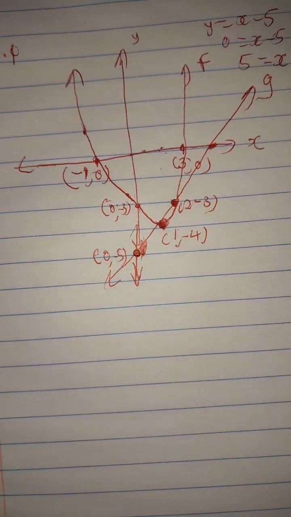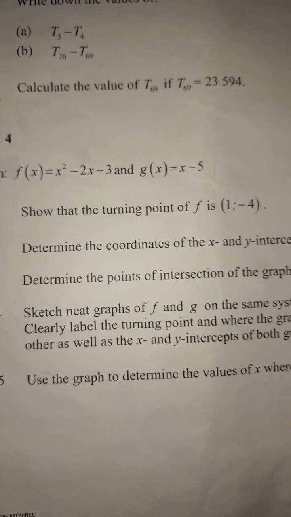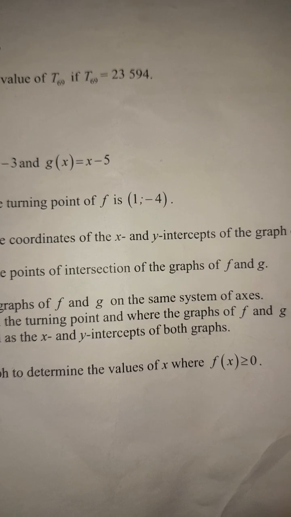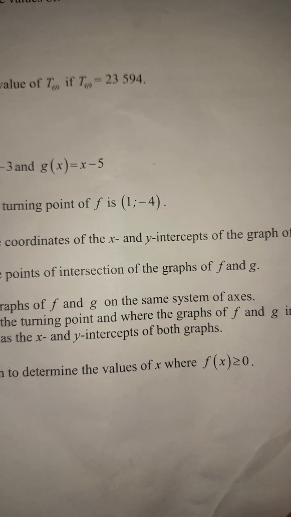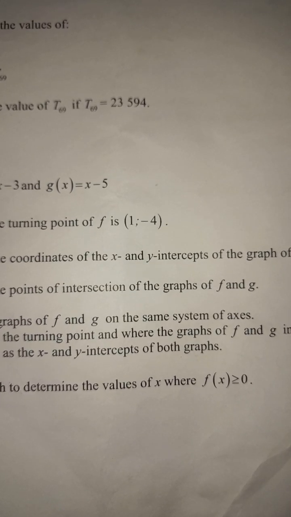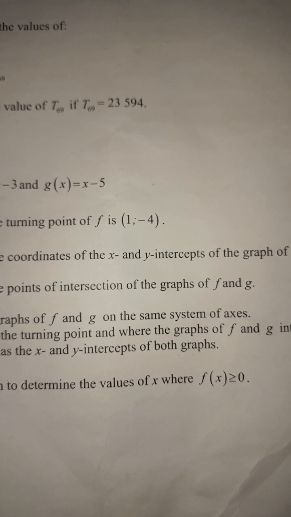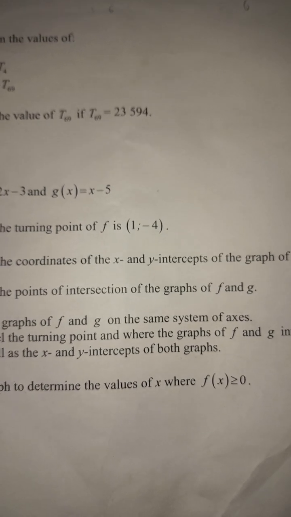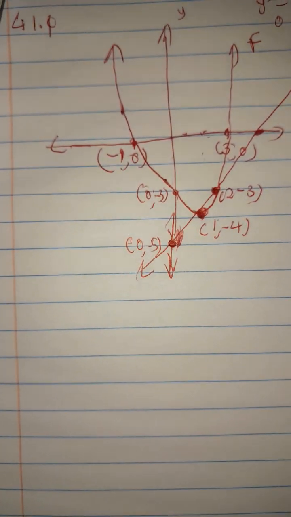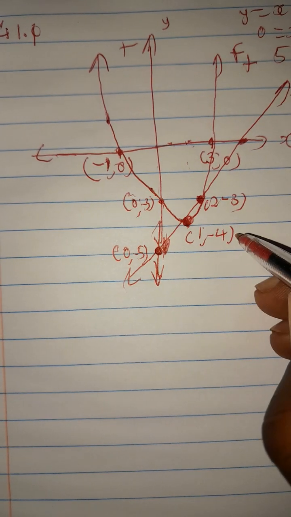So let's go to the last question in this case. Use the graph to determine the values of x where f of x is greater or equal to 0. Actually, this is where the graph of y is greater or equal to 0. So where y is greater or equal to 0, it's above the x-axis. It happens here. This is where the y values are positive.